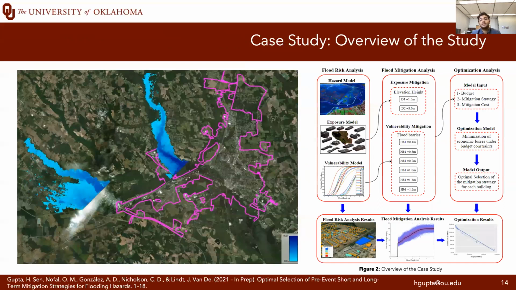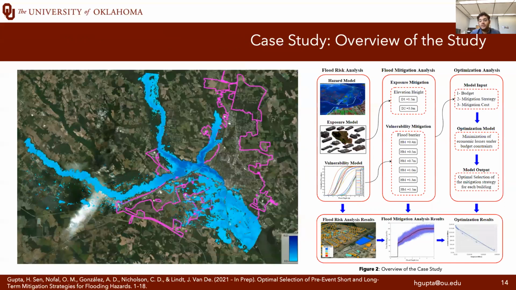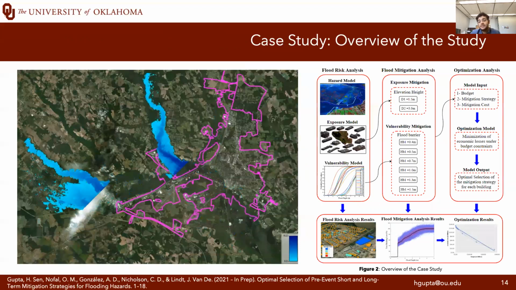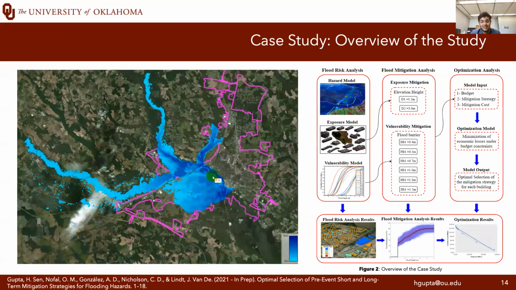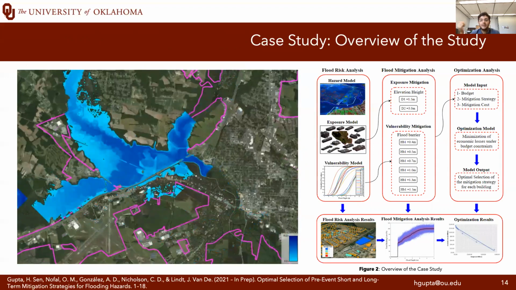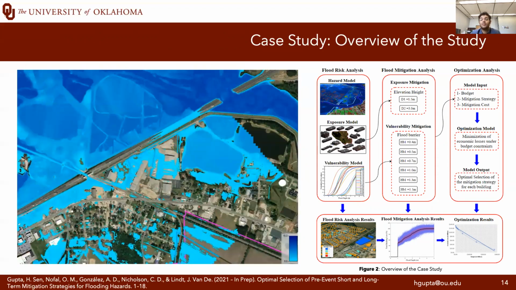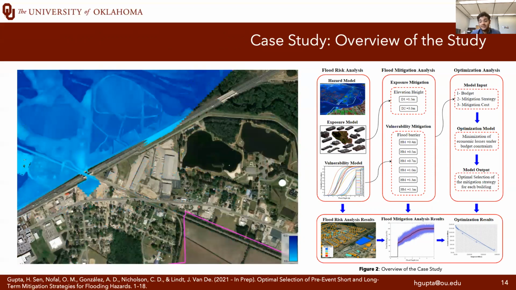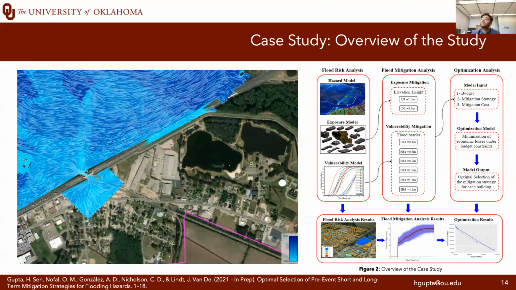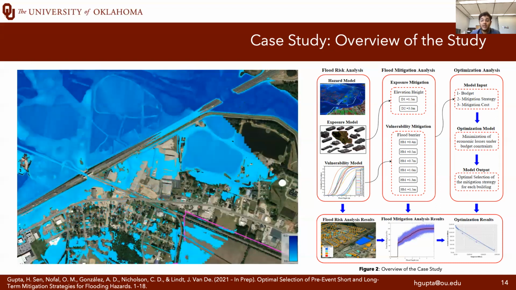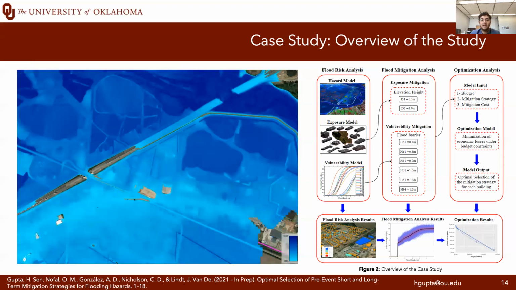This slide presents an overview of my case study. In the first phase, the flood risk analysis was done, which is also presented in the video. Following that, the mitigation analysis was completed. After all this, we got the required input data for my optimization model. After that, using those data in my optimization framework, I got the best preferred mitigation strategies for each and every flood affected building of Lumberton.